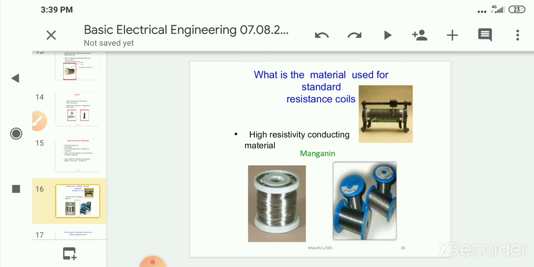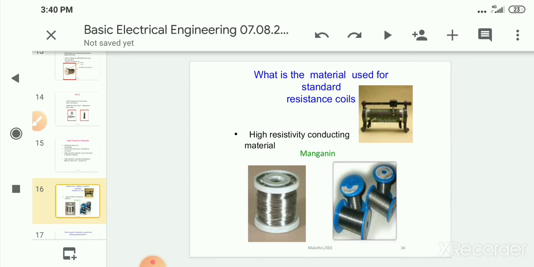The third group consists of materials used for making heating elements, for electric irons, ovens, room heaters, electric furnaces, like that. We commonly use these in our house also. Our iron box is also made with nichrome. For those types of heating equipment and appliances, we use nichrome.